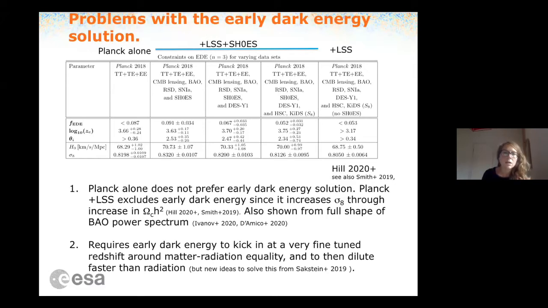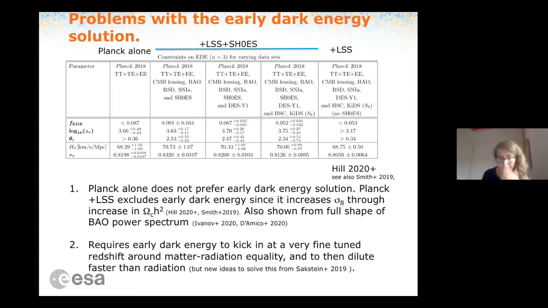So adding this data set also puts the early dark energy models in difficulty. And also there is this problem of fine-tuning of the parameters of the models in order for it to actually work for the H naught tension.